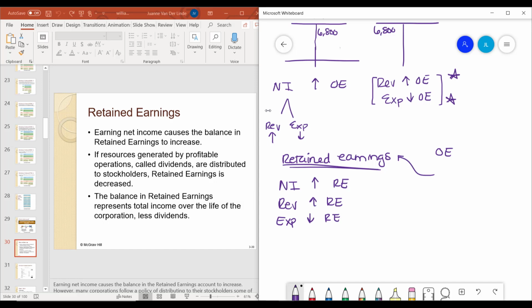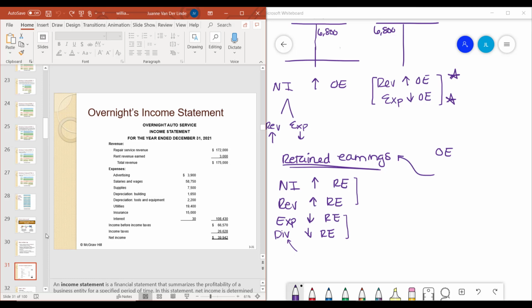Now, there's another thing that decreases retained earnings, like expenses does, and that is dividends. If dividends are declared, that also decreases retained earnings, because remember, that's a payment to an owner or to owners. So dividends are one of those things that decrease owner's equity just like expenses do. So these two are a bundle and those two are a bundle. Okay?